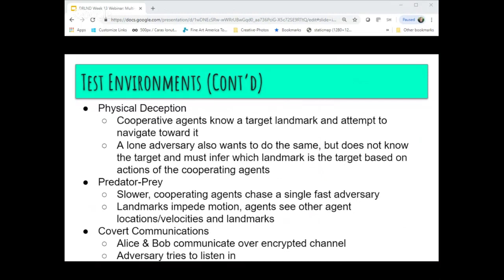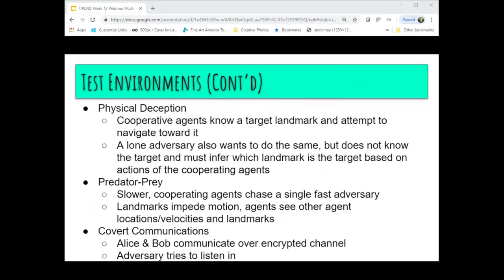Another truly competitive environment is predator to prey. In this one, there's a set of cooperating agents. They are relatively slow in moving, and they try to chase a fast adversary. There's a set of landmarks in the environment that impede motion, and the slower agents that are trying to track down this adversary are given information about the locations and velocities of each other and of the target prey, as well as the location of the landmarks.